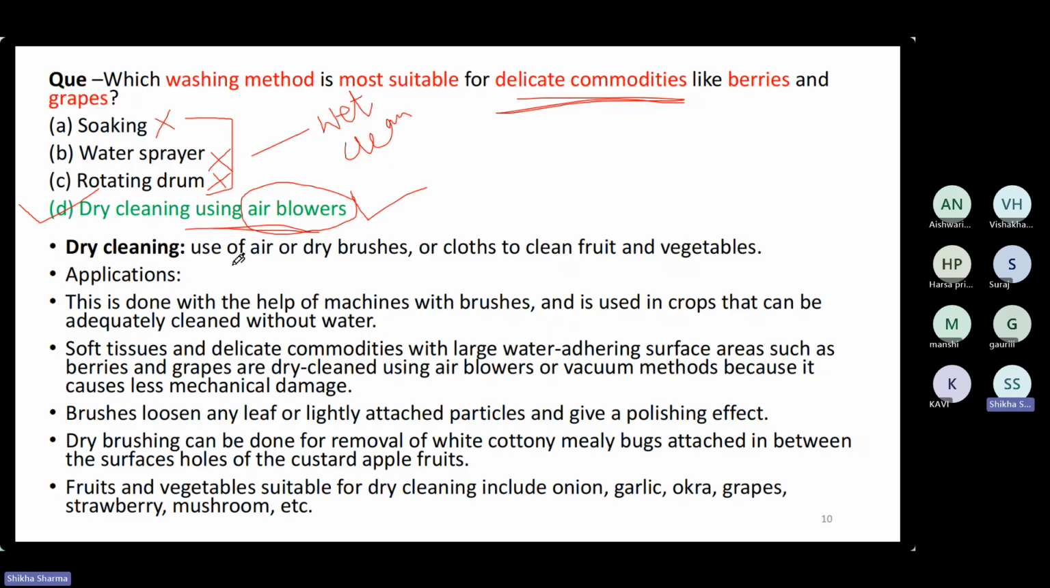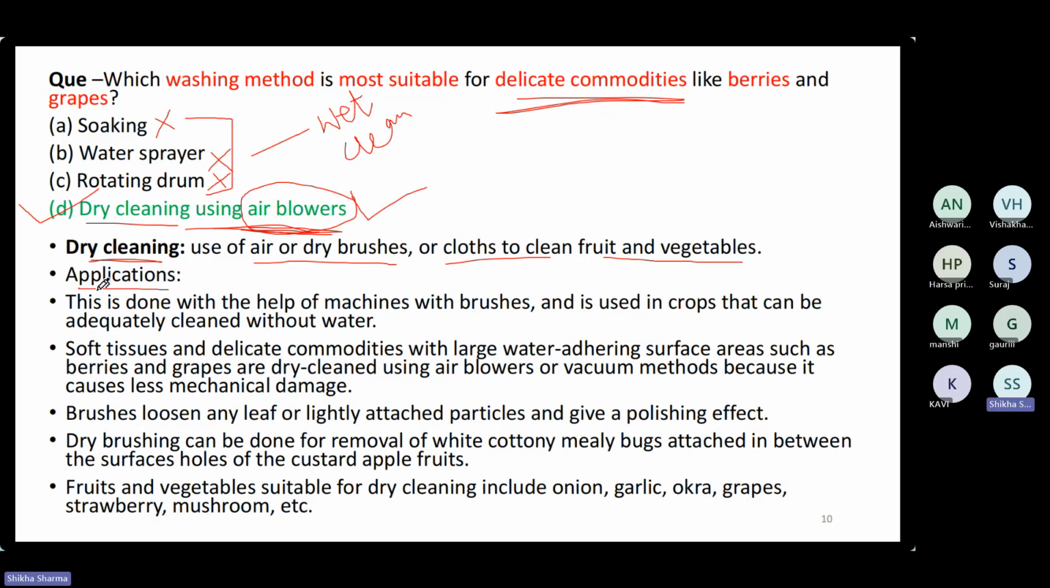So let's see dry cleaning. As we know, we are using air or sometimes dry brushes or cloths to clean fruits and vegetables in dry cleaning. But here we are doing dry cleaning using air blowers. So an air blower will be a good method for delicate commodities.